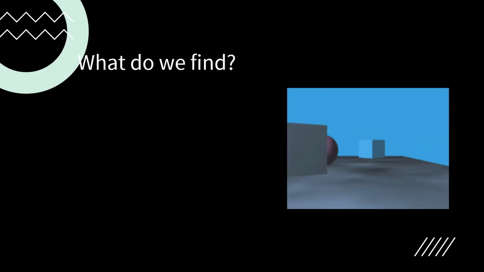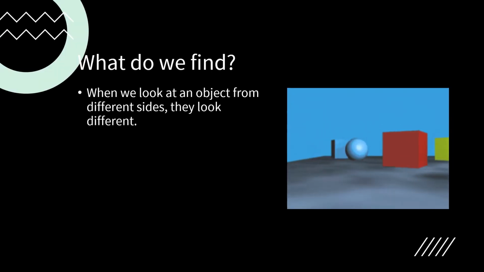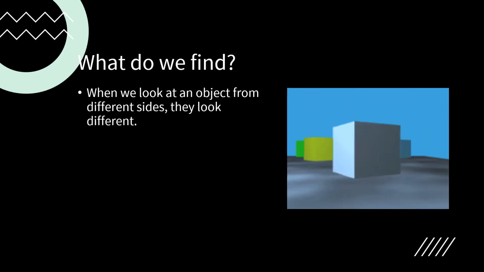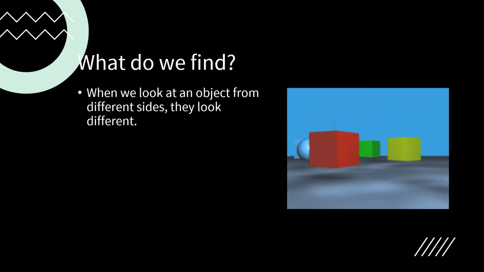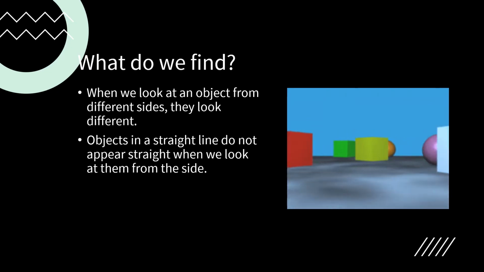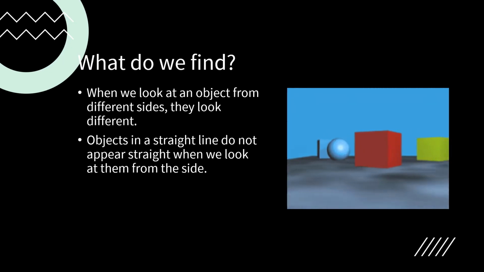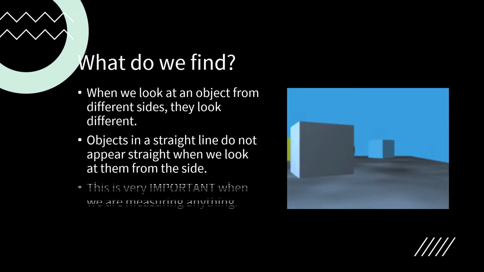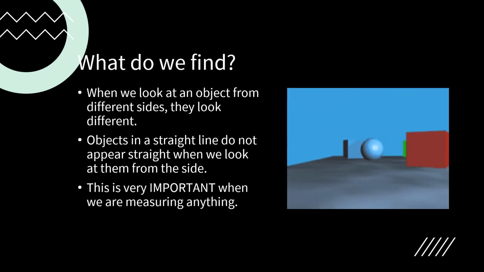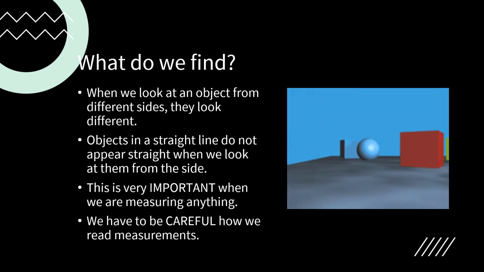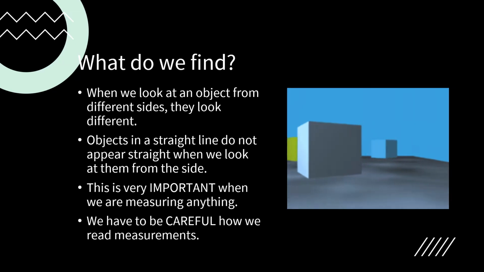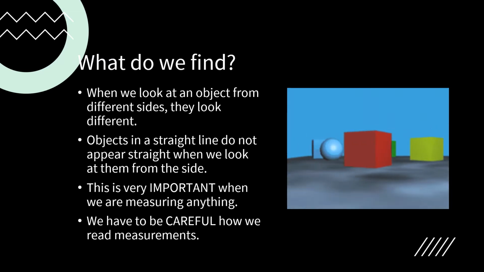So what did we find? When we look at an object from different sides, they look different. Objects in a straight line do not appear straight when we look at them from the side. This is very important when we are measuring anything. We have to be careful how we read measurements.